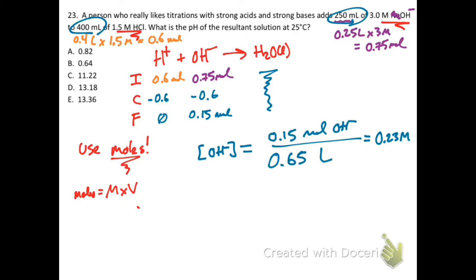Okay, now we know that, we can find the pOH by taking the negative log of the hydroxide ion concentration, a negative log of 0.23, which is equal to 0.64.